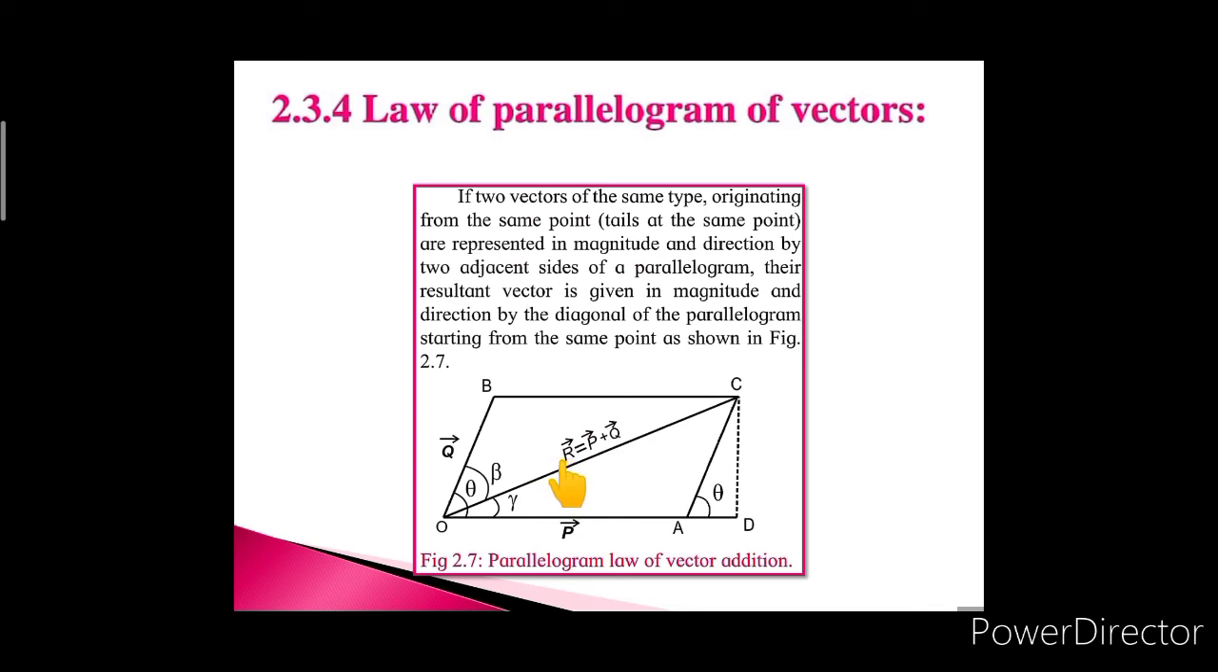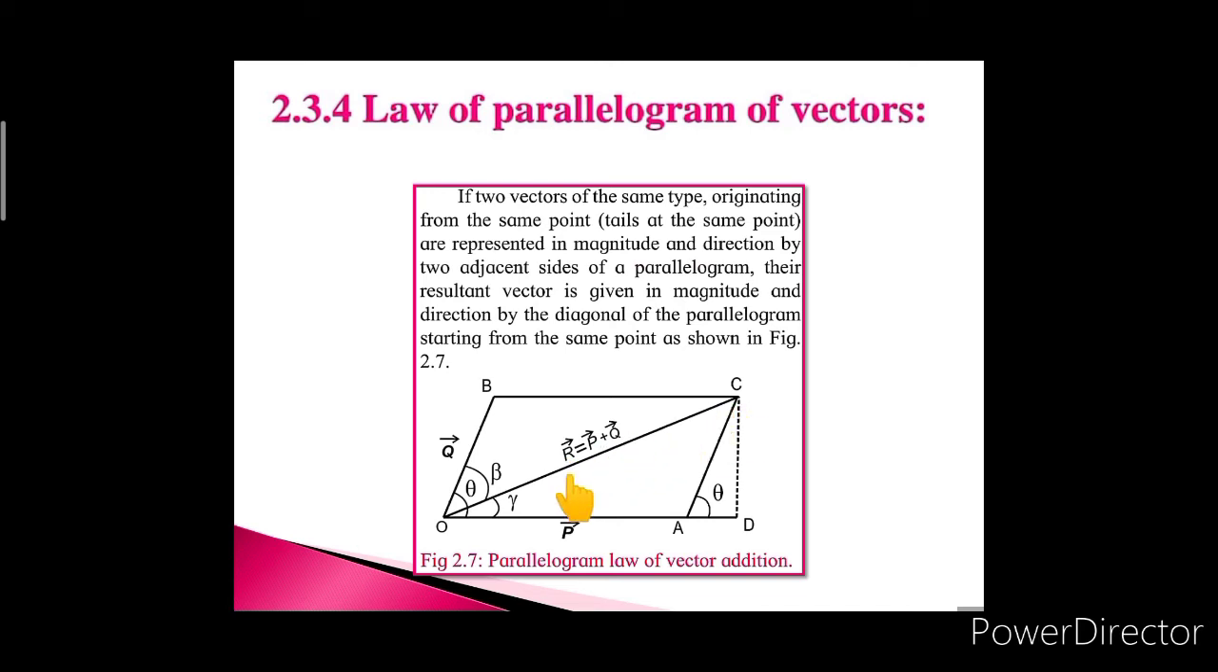By using the triangle of vector addition, we can say that this vector R is equal to the addition of these two vectors, vector P and vector Q. So vector R is written as vector P plus vector Q, as the vector addition follows the associative law and also the commutative law. By using the commutative law, we can say that the vector R is equal to vector Q plus vector P also.